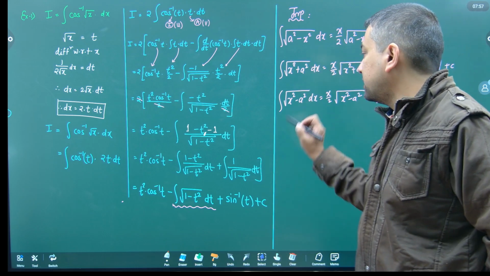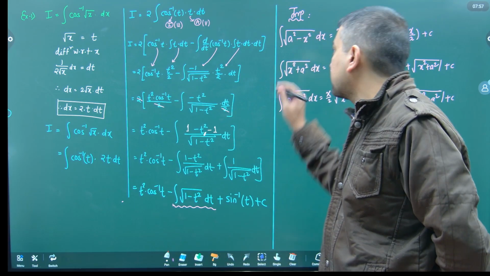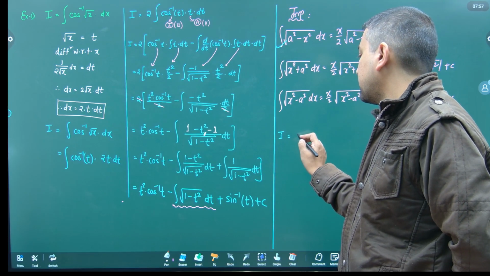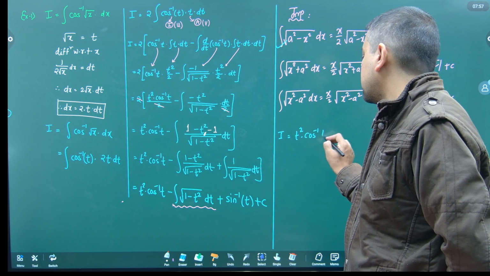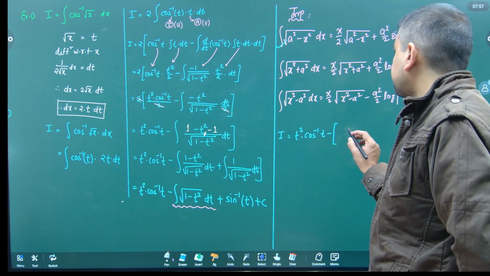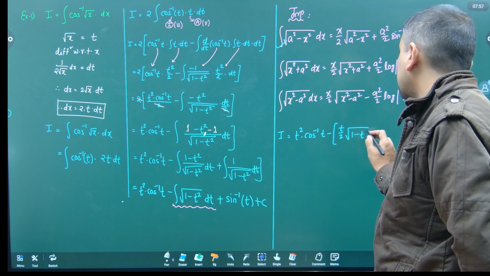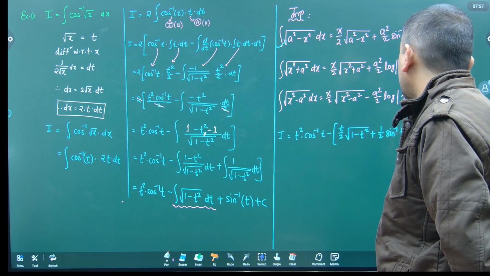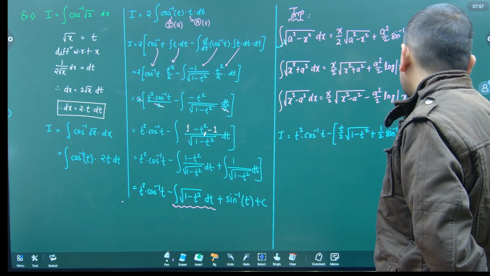So out of these three, which formula are we going to use? We are going to use the first formula, correct? This one, under root a square minus x square. So what is the value of the integral? First term as it is, t square into cos inverse t minus, x by 2, so it will be t by 2 under root 1 minus t square plus a square by 2 sine inverse of t, correct? Plus sine inverse of t plus c. So this is your final answer.